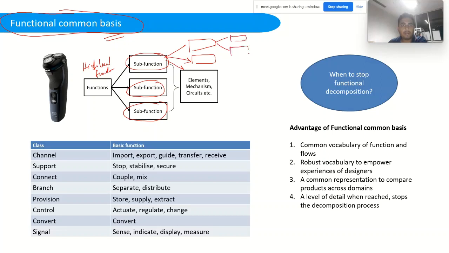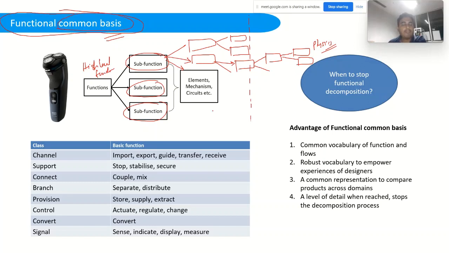But what is the point where we stop functional decomposition? Because this process can be extended. You can keep on decomposing particular functions into sub functions till you reach something at the level of pure science, in terms of physics, chemistry. So in order to understand where we can stop functional decomposition, we need to understand something called common basis.